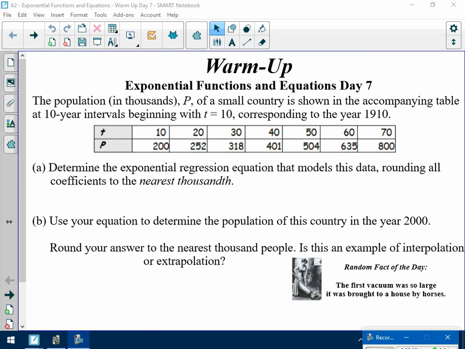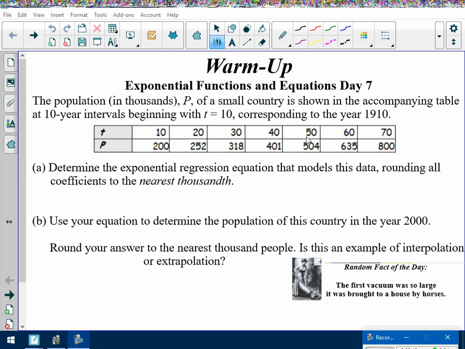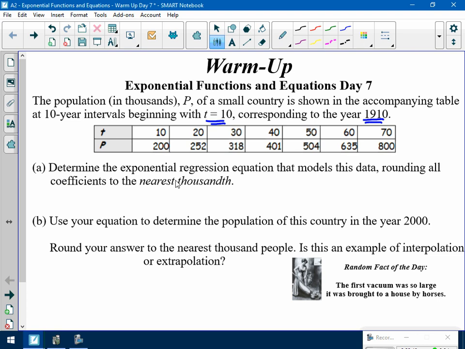It says the population in thousands P of a small country is shown in the accompanying table at 10-year intervals beginning with T equals 10 corresponding to 1910. So that's going to end up being important later on, so watch out for that. Determine the exponential regression equation that models this data, rounding all values to the nearest thousandth.